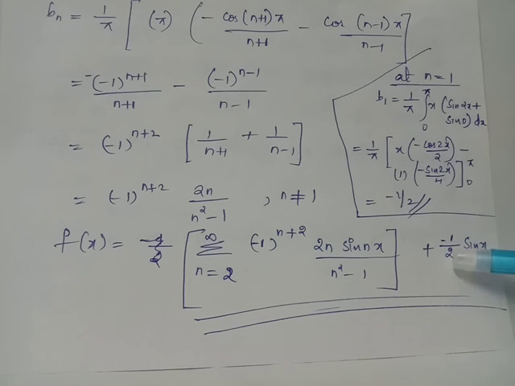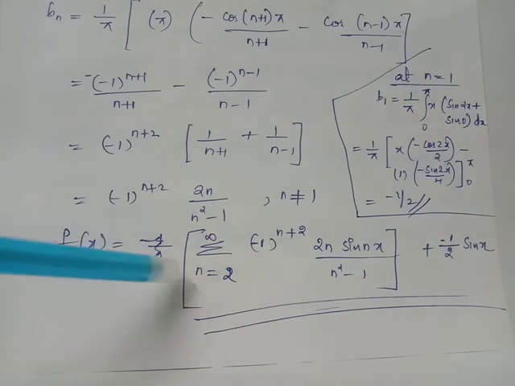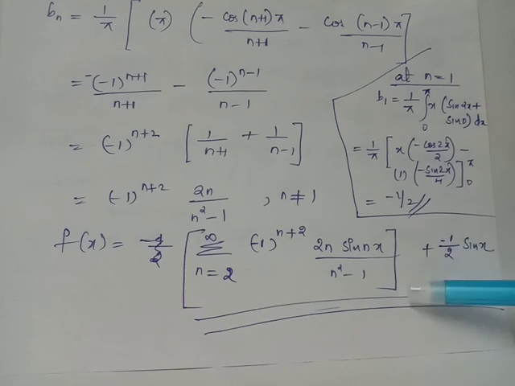This is the coefficient b1 multiplied by sin nx for n equal to 1, and here we have bn equals minus 1 the whole raised to n plus 2 into 2n divided by n square minus 1 for n not equal to 1, which is written here for the summation n ranges from 2 to infinity multiplied along with sin nx. Recall that the Fourier coefficients a0 and an equal 0, and hence we have the Fourier series representation obtained in this format.